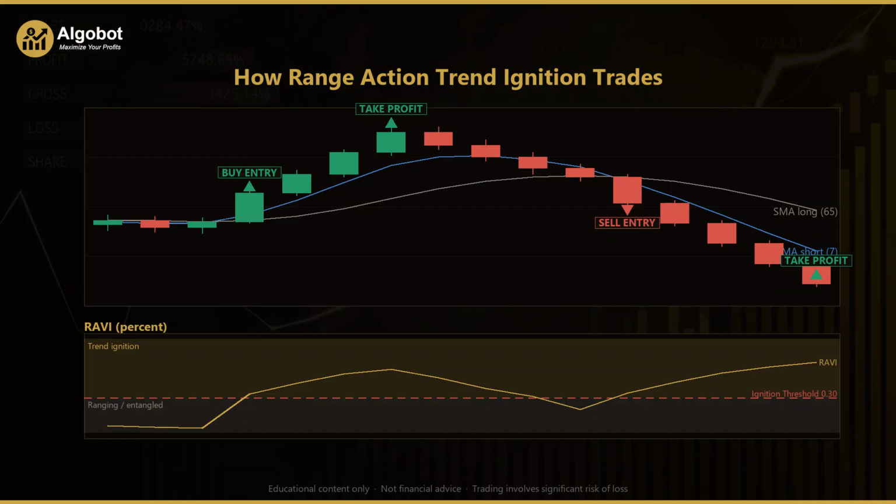Of course, not every ignition leads to a clean trend, and losses are a normal part of any strategy. This is an illustration of the logic, not a prediction of results.